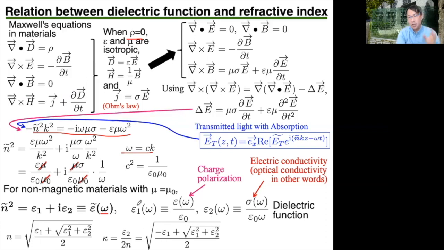This is a relation between the complex refractive index and the dielectric function. The complex refractive index stands for the optical nature of the material. On the other hand, the dielectric function epsilon tilde stands for the electromagnetic nature of the material. By this formula, these two natures are mutually related.